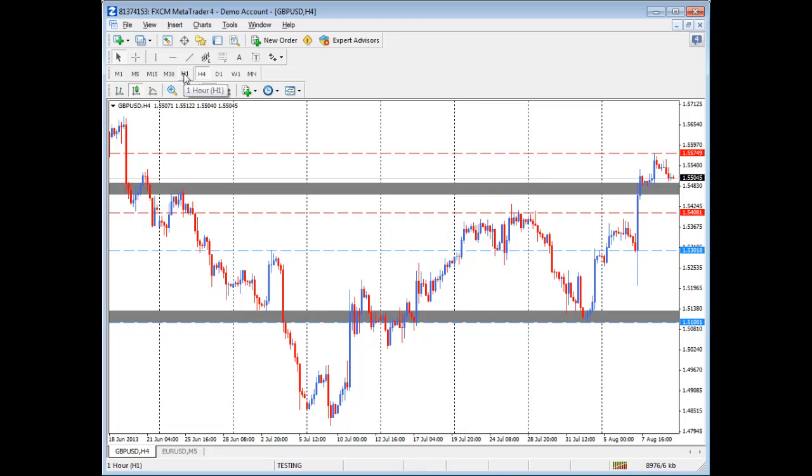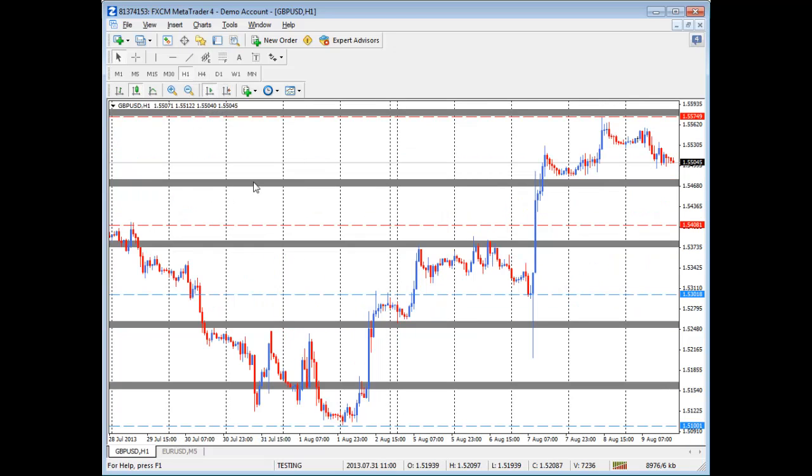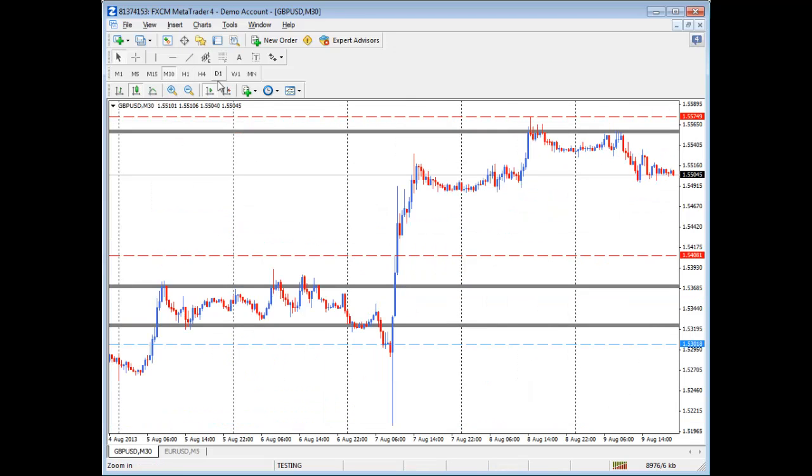And the same applies. This is all dynamic. So if we click on the 1-hour chart here, we can see we have daily levels on the 1-hour chart, and so on and so forth. Down to the half an hour, then we have 4-hour levels on the half an hour chart, and you can see these levels are quite nice.